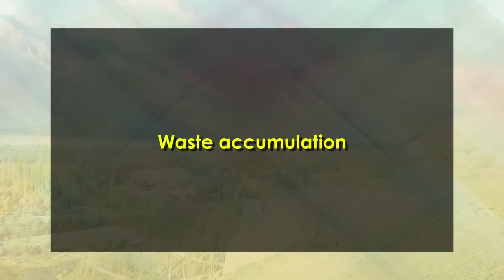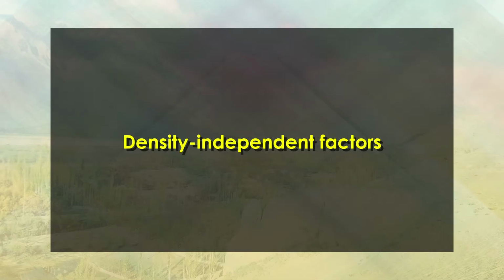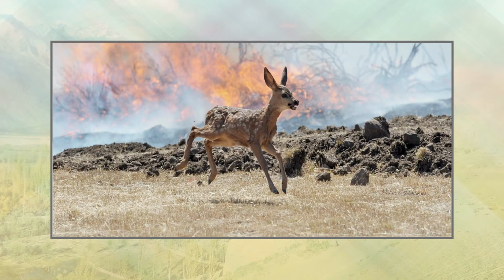Waste accumulation. High population densities can lead to accumulation of harmful waste products that kill individuals or impair reproduction, reducing the population growth. Now we will have a look over density independent factors. Density independent limiting factors affect per capita growth rate independent of how dense the population is. As an example, let's consider a wildfire that breaks out in a forest where deer live.